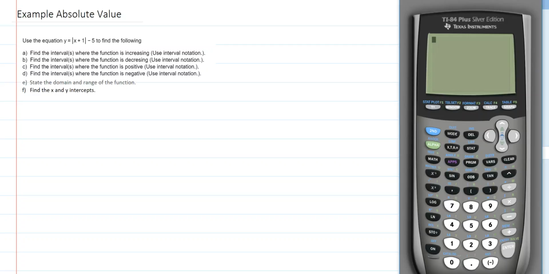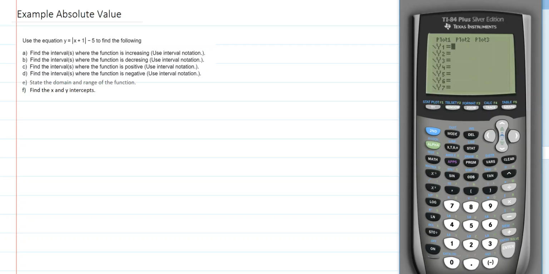Let's look at an example for an absolute value function. We're asked to use the equation and answer the following questions: find the intervals where the function is increasing, decreasing, positive, and negative, then state the domain and range and find the x and y intercepts. In order to do that, we're going to have to graph the function and then look at the graph and answer these questions. So to graph the function, we're going to open our calculators and go to y equals.